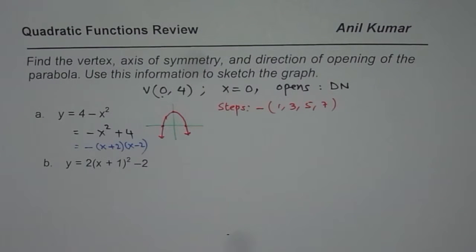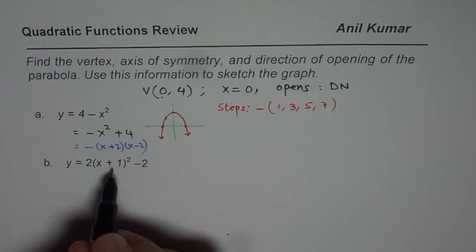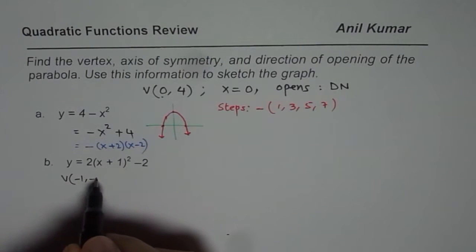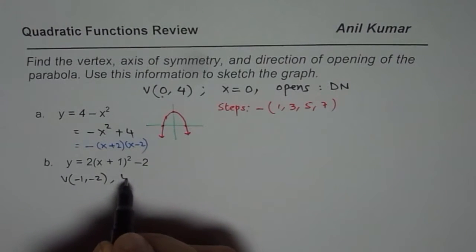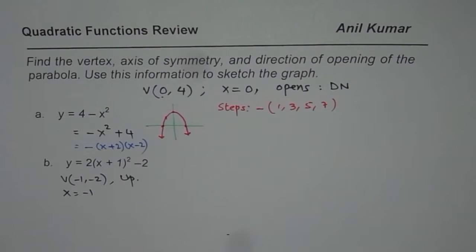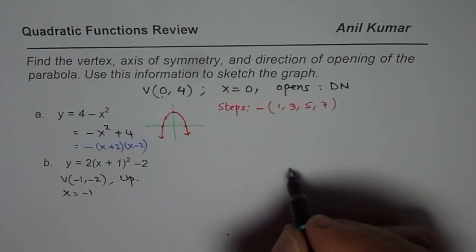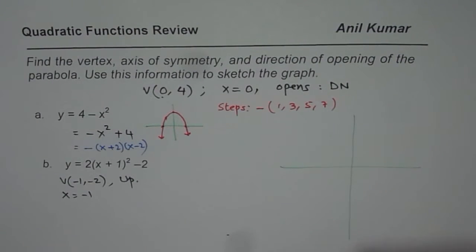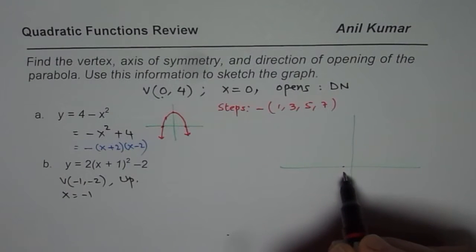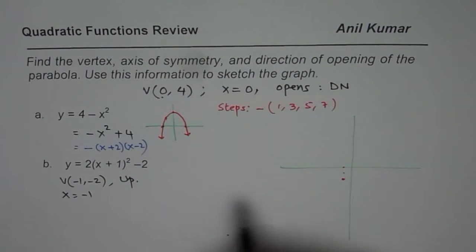Okay, now let's talk about the next equation, where y is 2 times (x plus 1) whole squared minus 2. The vertex in this case is (minus 1, minus 2). It opens upwards, right? And the axis is of course at x equals minus 1. How are you going to sketch this? We know the vertex is, let me make a rough sketch here. Okay, so the first point is the vertex, minus 1 and then 1, 2. So this is (minus 1, minus 2).